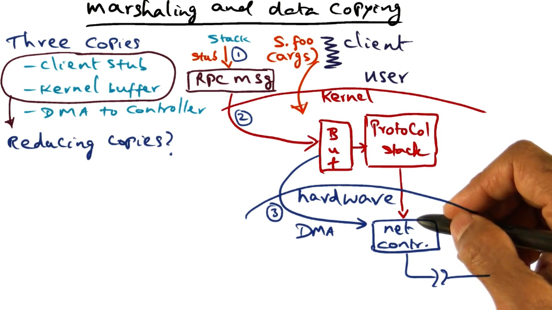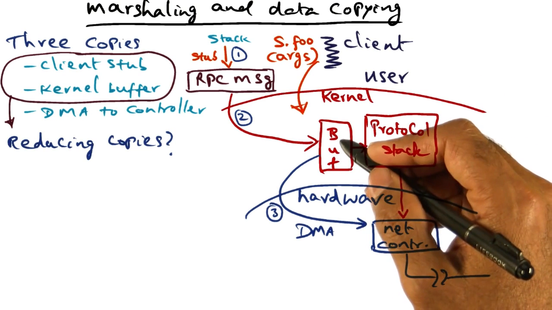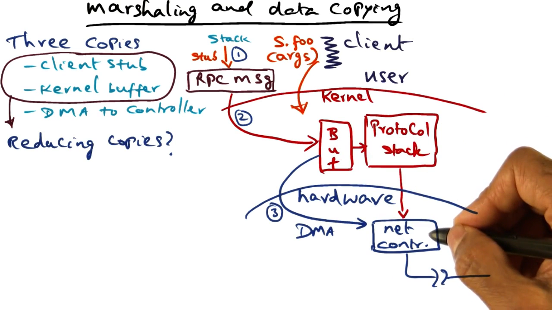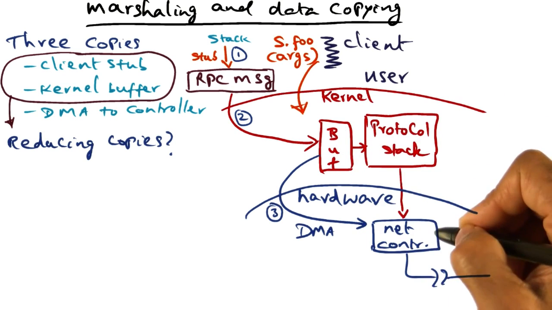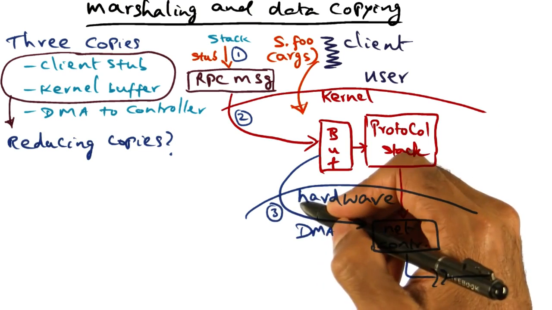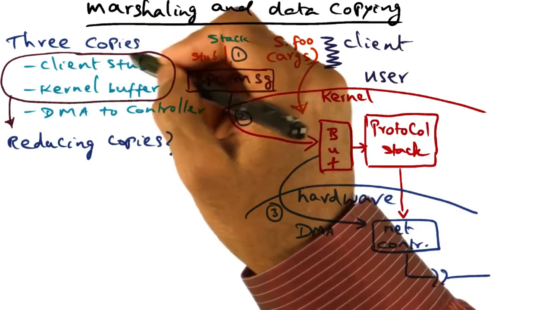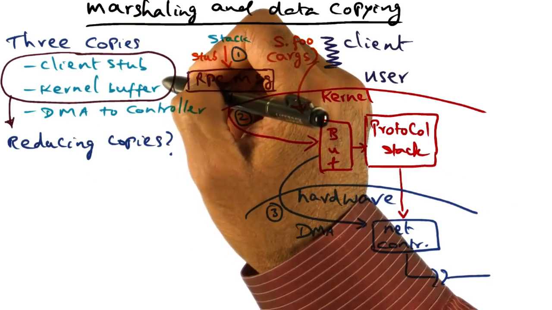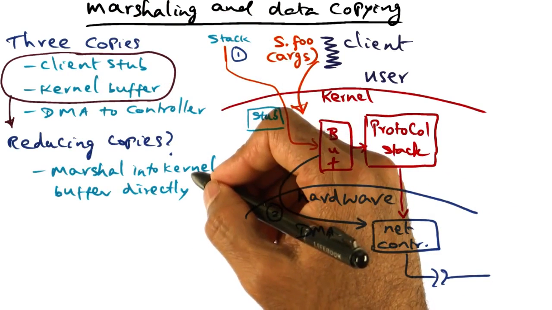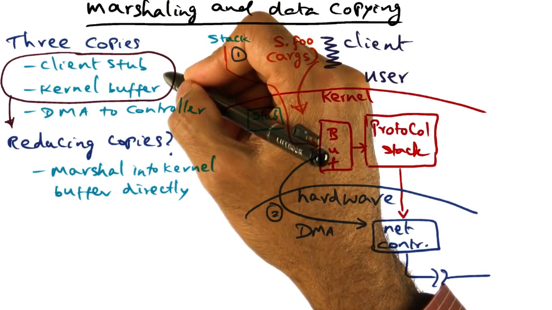Unless the network controller is completely redesigned, if the network controller is saying, well, I have to DMA the bits from the system memory into my internal buffer before I can put it out on the wire, then this third copy is inevitable, so we live with it. But we would like to see if we can try to reduce the number of copies involved here. The first idea is, can we eliminate this copy that is done by the client stub?